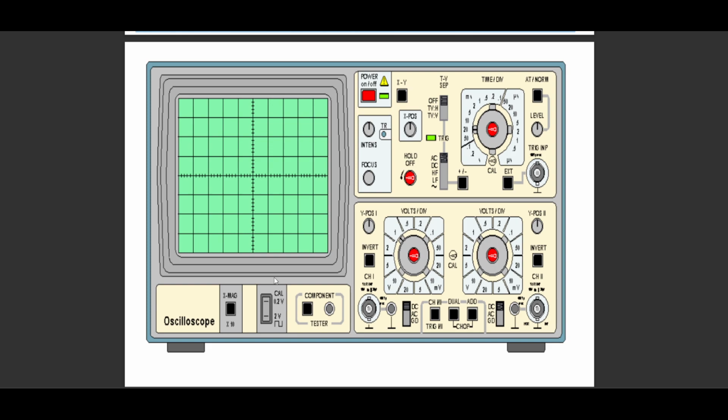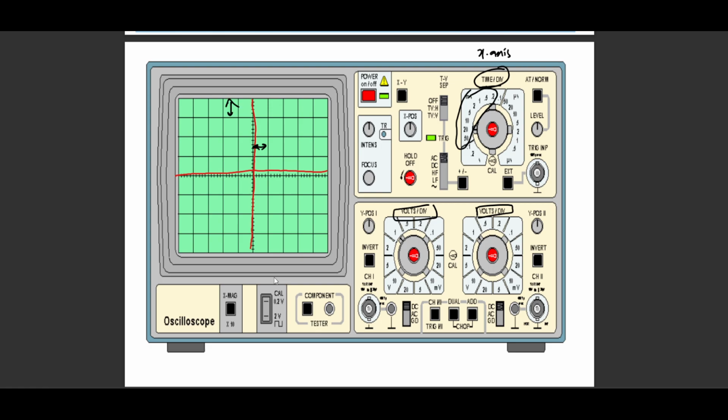Now this is the graph of the CRO. They represent it with a reference line for the y-axis and x-axis. And over here on the CRO you can see that we have time per division. We have different settings which we can select so that we can change what one box represents. Since this is time, I will be talking about the x-axis. And if we are looking at volts per division, then we are talking about the y-axis.